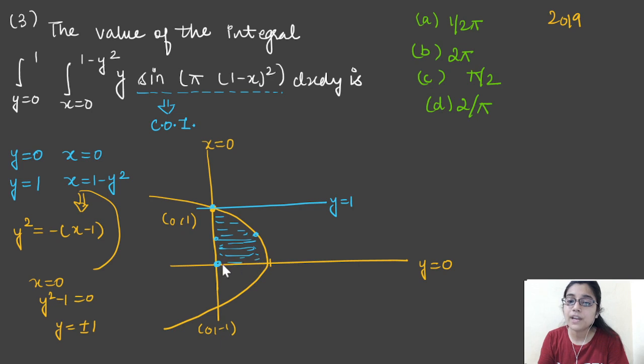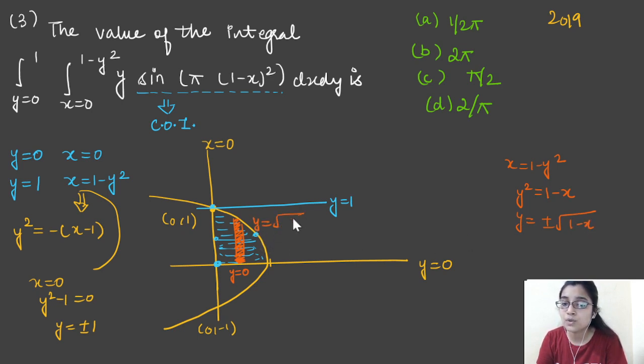Fine. Now we got a region of integration, but we have to change the order. So we want the limit of y in terms of x now. So we will draw a strip which is parallel to the y-axis. From where to where is it going? Bottom to top, y equal to 0. And x equal to 1 minus y square will give you y square equal to 1 minus x. Now we are getting y as plus minus root of 1 minus x, but since we are in the first quadrant, we will choose y equal to root of 1 minus x. And left to right, we know that this is the vertex, this is (1, 0).